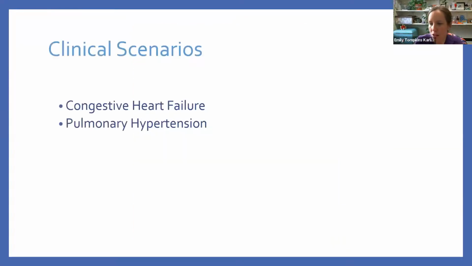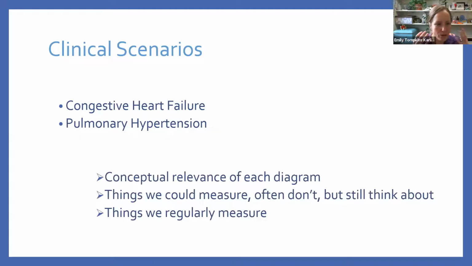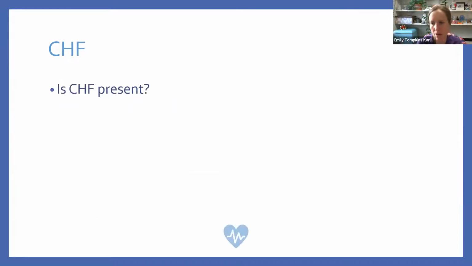Okay. So now we're going to talk about congestive heart failure first, and then pulmonary hypertension. And for each of them, we'll sort of try to tie in the conceptual relevance of the diagrams, and then talk about the things that we actually could measure. We don't usually, but we still think about it a lot, even if we don't measure them a lot. And then we'll talk about the things that we really do measure that you see us do all the time, but we don't always tie it into these graphs or these things that we could measure but don't.